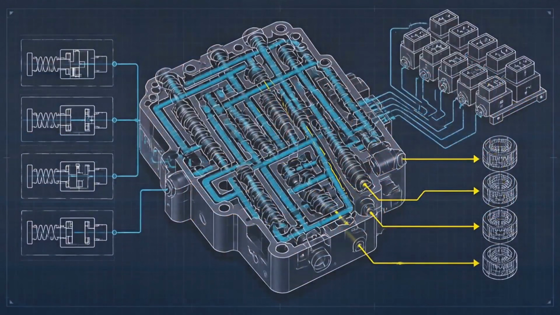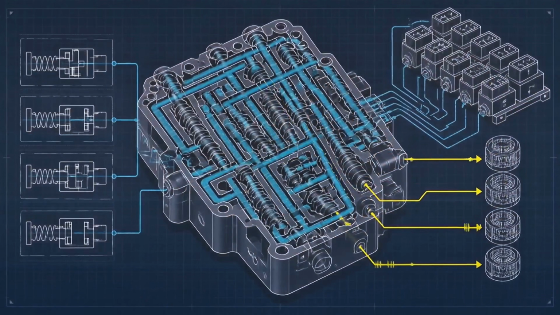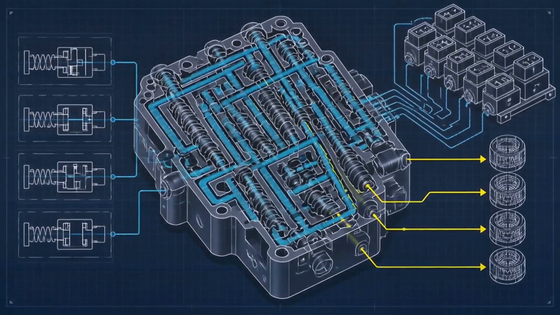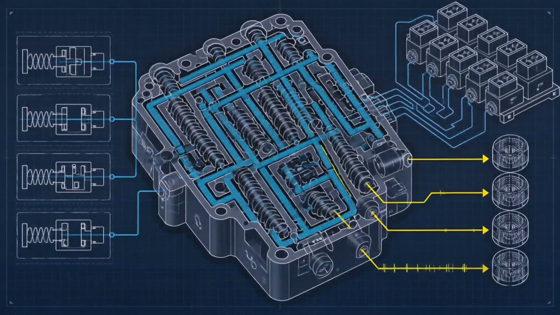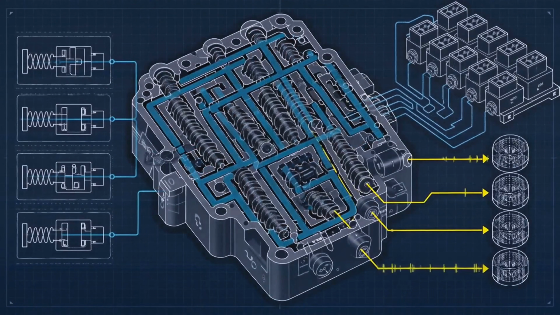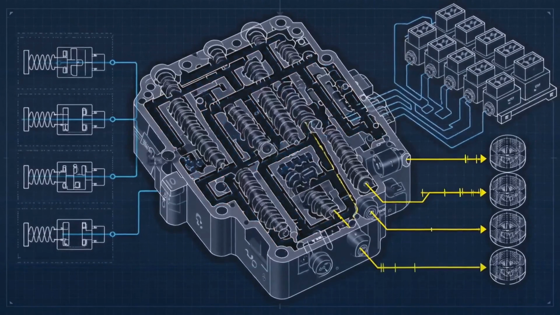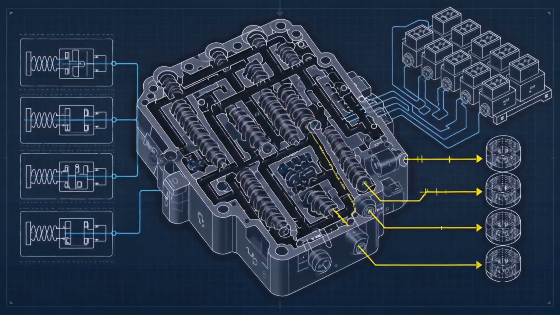Pressurized fluid then reaches the valve body, a maze of carefully shaped channels, valves, and passages. You can think of it as the transmission's hydraulic control center. In older transmissions, vehicle speed, throttle position, spring forces, and hydraulic pressure largely determined when shifts occurred. In modern vehicles, electronic solenoids open and close fluid passages under the command of a transmission control module.